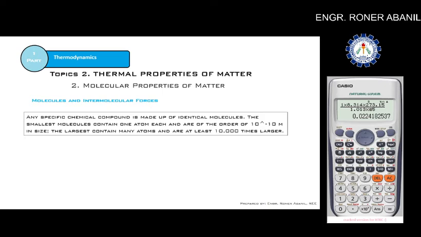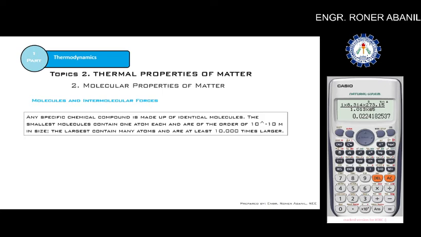So in gases, the molecules move nearly independently. In liquids and solids, they are held together by molecular forces. So, pag nasa gases daw yung mga molecule natin, independent pa, nasa hangin, palipad-lipad lang. Kapag nasa liquid and solid state naman sila, nagkakadikit-dikit sila dahil sa tinatawag na intermolecular forces.